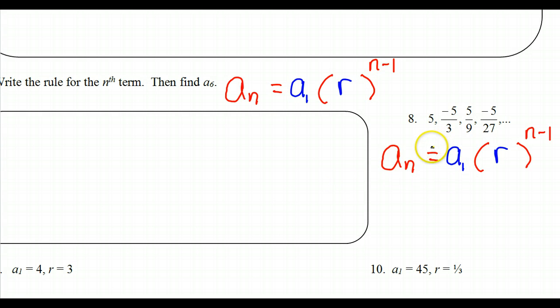All right, to find the rule, we need two things. We need the first term and we need the common ratio. Let's go ahead and find that common ratio, which should be, just pick any term, in this case a negative 5 over 3, I'm going to pick that term, and then divide by the previous term. So, we're just going to do divided by 5. So negative 5 over 3 divided by 5.